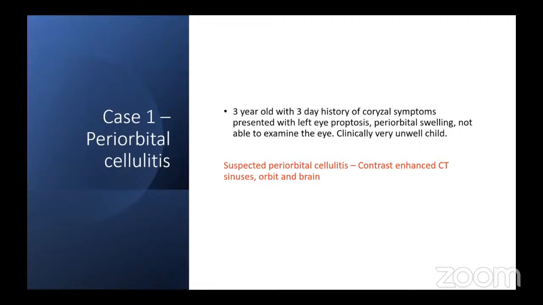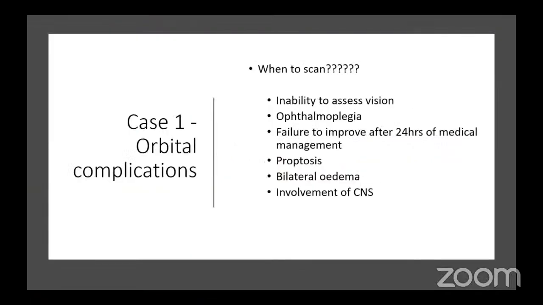The first case: a 3-year-old boy presented with a 3-day history of flu-like symptoms, periorbital swelling and left eye proptosis. It was difficult to examine the eye. Clinically, periorbital cellulitis was suspected. In these kinds of scenarios, it always remains a question: to scan or not to scan.